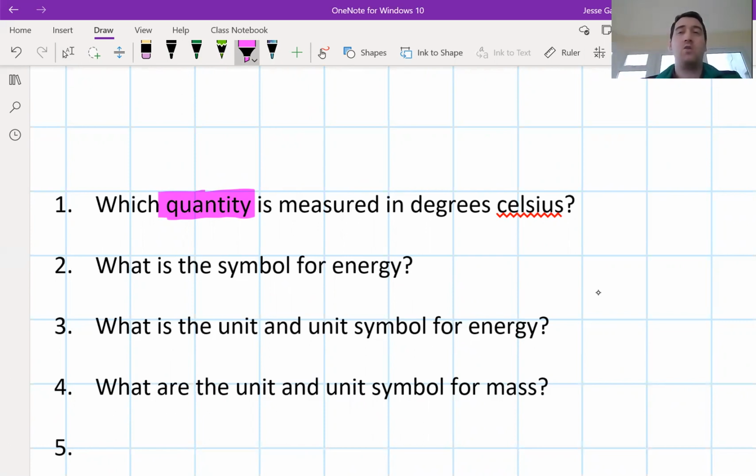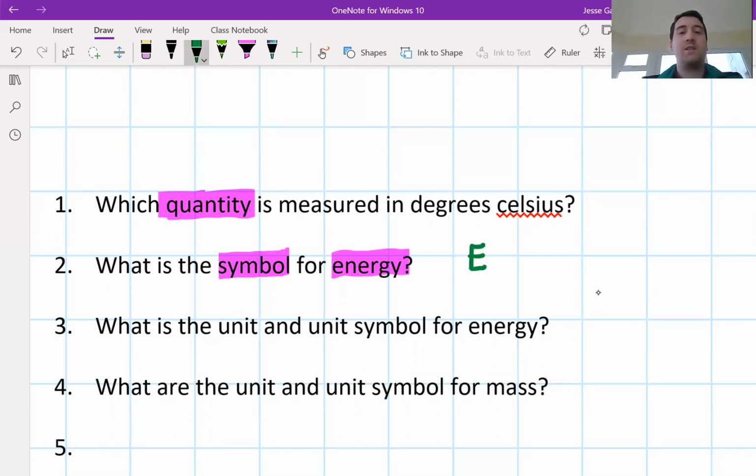Don't forget, I always encourage you to write a full sentence because that helps you improve your scientific writing and helps you link ideas together. So temperature is measured in degrees Celsius. That should be the full sentence that you have. Next one: what is the symbol for energy? Again, you should have a full sentence. If you don't have a full sentence, make sure you do. The symbol for energy is a capital E, like this. That's the symbol for energy.